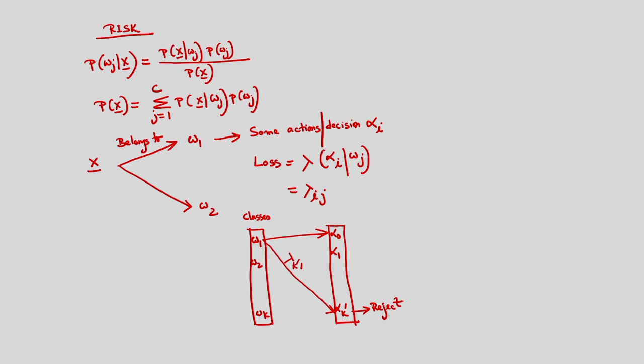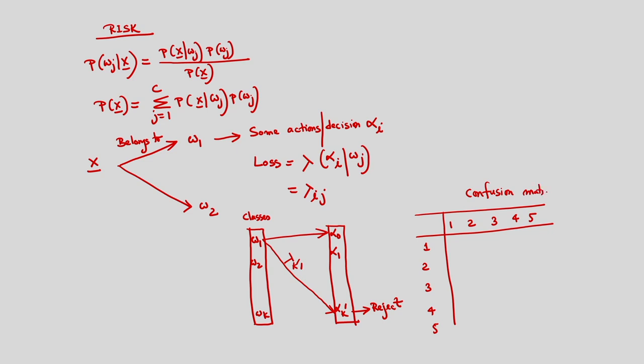What is the meaning of reject? In the previous classes, I discussed the concept of the confusion matrix. So, this is the confusion matrix. These are the actual class labels, suppose 1, 2, 3, 4, 5, and these are the predicted classes 1, 2, 3, 4, 5. How many times is one recognized as one? Suppose some value, suppose 20. And how many times is one recognized as 2? Suppose 2 times. So I can put this value.